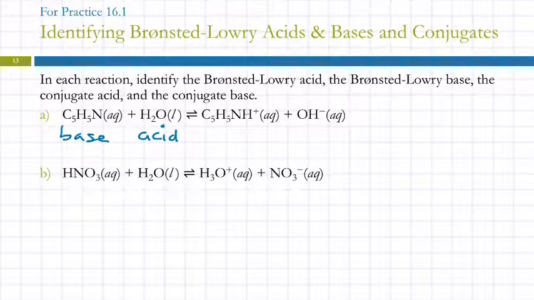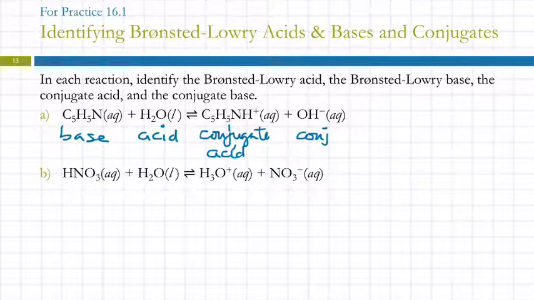So on the other side then, we have the conjugate acid and the conjugate base. This was the base. What it turned into is the conjugate acid. So this is the conjugate acid. And hydroxide ion is the conjugate base of H2O. Any questions?